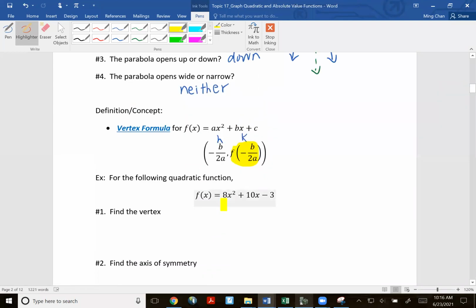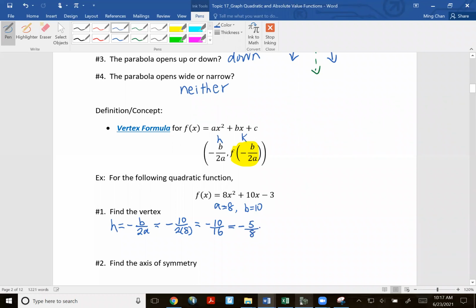Find the vertex. So in order to find the vertex, you've got to write down your coefficients. So my a is 8. My b is 10, right? c is negative 3. So to find h, or the x value of the vertex, the formula is negative b over 2a. So that will be negative 10 over 2 times my a. So that's negative 10 over 16. You can put it in a calculator, and it will reduce it for you. So that will be negative, reduced by 2, 5 over 8.